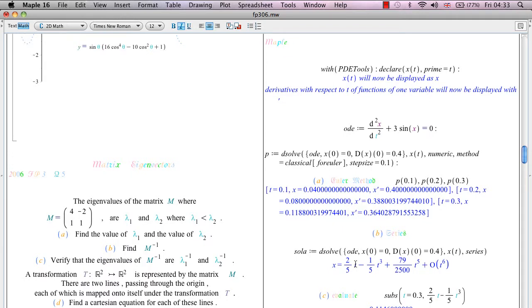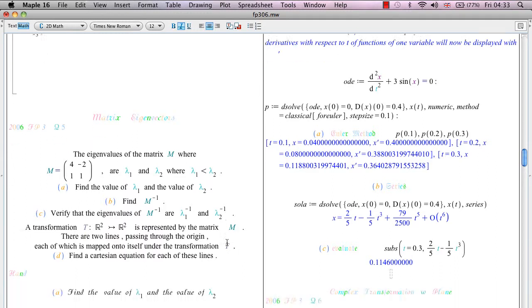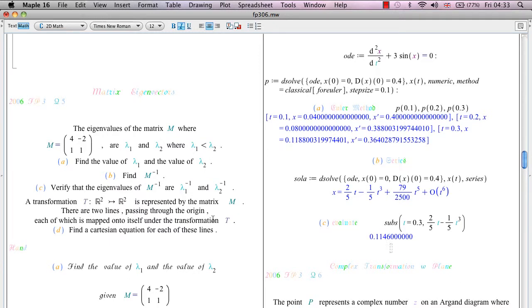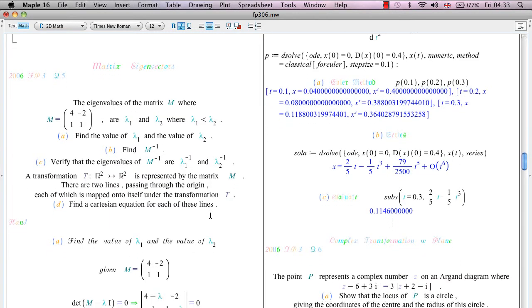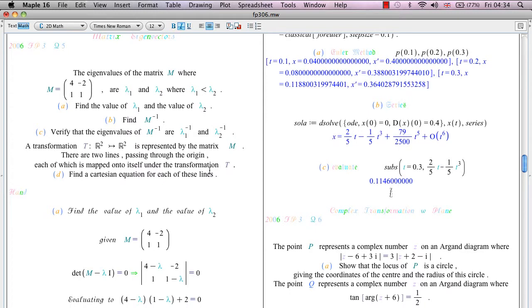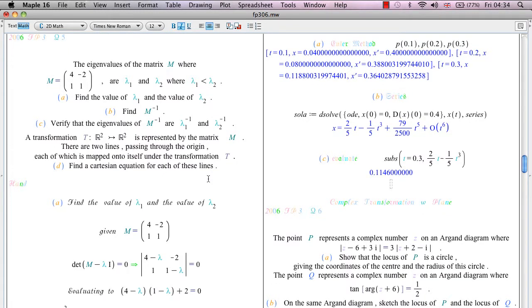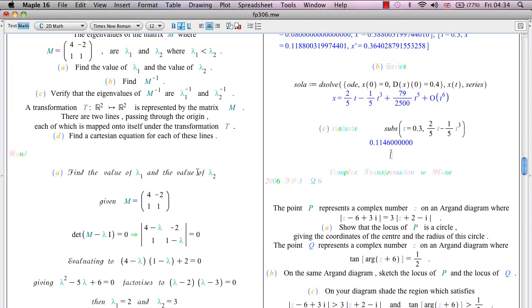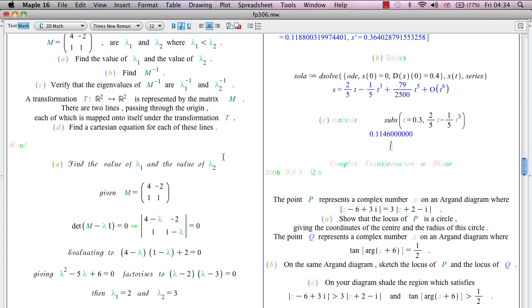Question 5. Eigenvectors. To find the two eigenvalues in A of the matrix M. Find the inverse of M in B, and to verify that the eigenvalues of the inverse are the inverse of the two values found in A. Then a transformation T, two lines are mapped onto themselves under T to find Cartesian equations for each of these lines.